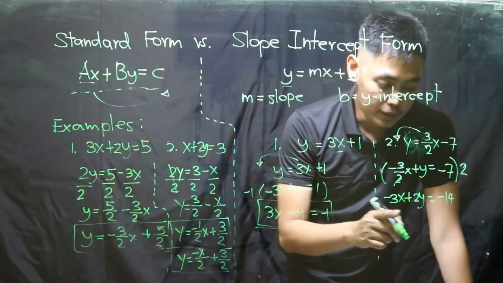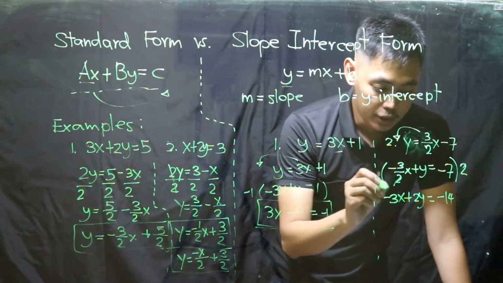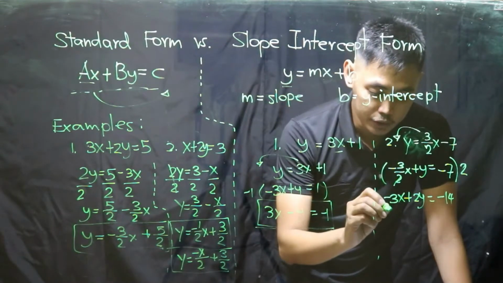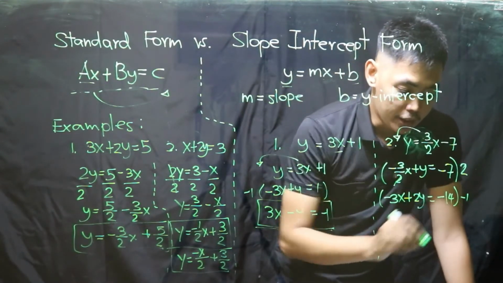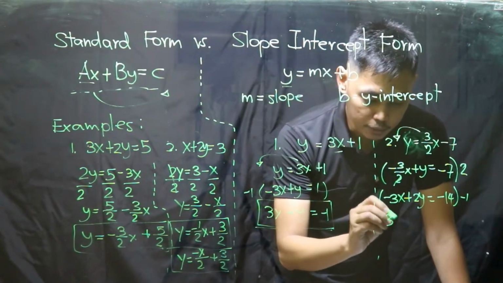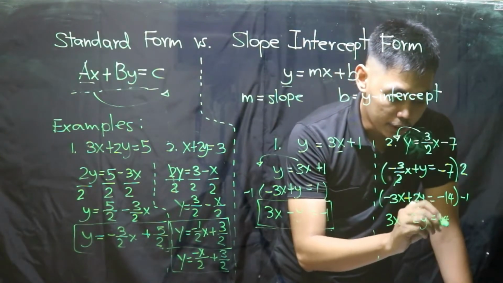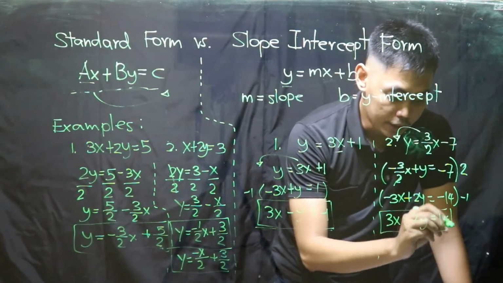Then we will, actually this is so good, but we will just need to make the first term positive. So multiply again with negative 1. So we are left with 3x minus 2y is equal to 14. So this is our answer.